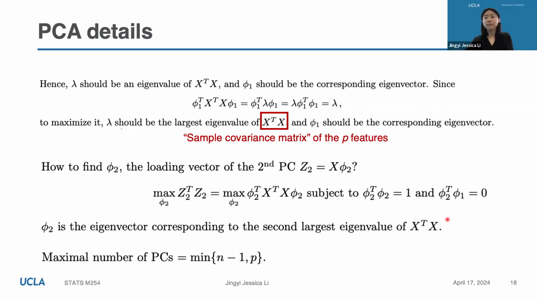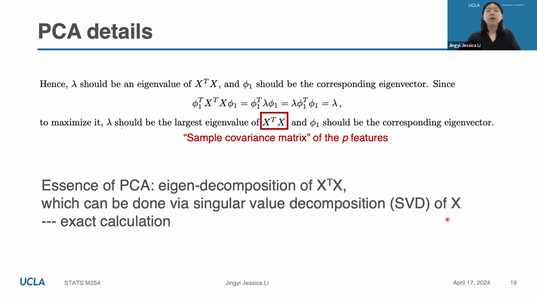Otherwise, you cannot do that. Okay, so to quickly summarize, the essence of PCA is eigen decomposition of X transpose X, the sample correlation matrix of the P genes. You kept the 2,000 genes from the highly variable gene selection, and you're using the normalized data that's centered and scaled. And this eigen decomposition can be done via singular value decomposition of this matrix.